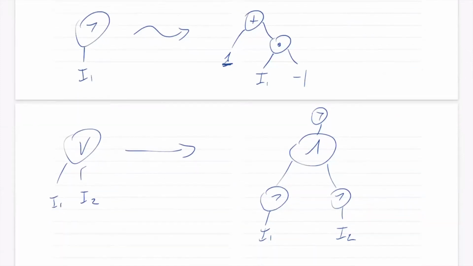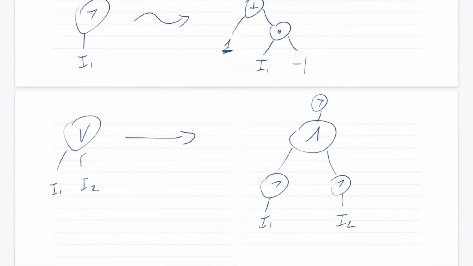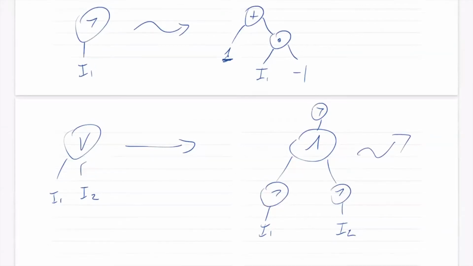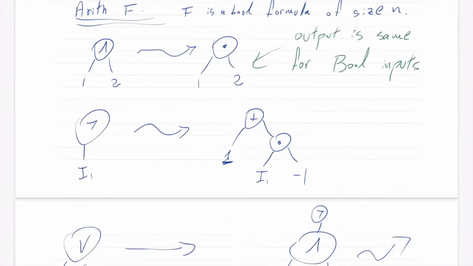Right, and the OR gate, I can first translate it to an AND gate and some NOT gates, and then continue. Use De Morgan. Yeah, this is De Morgan. Right, so that's easy.